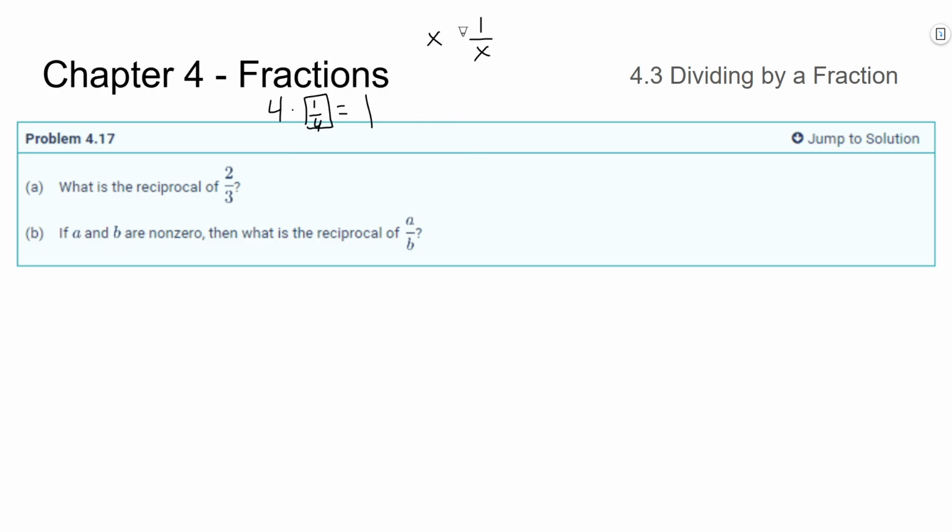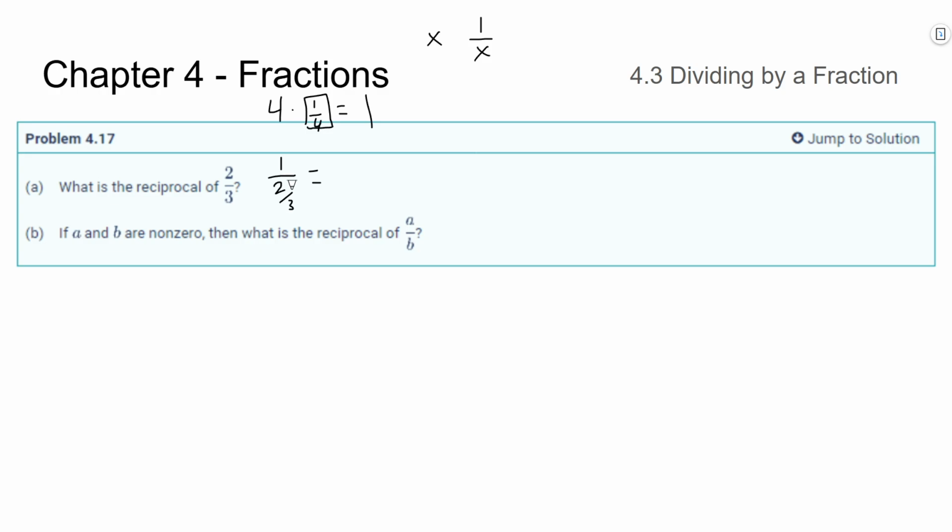Okay, but how about with a fraction? Could we do the same thing, just 1 over 2/3? And yeah, that works. There's actually 2 ways to solve this, so I'll do it a different way for each of these parts. So we could just say 1 over 2/3. Well, how do you solve this?